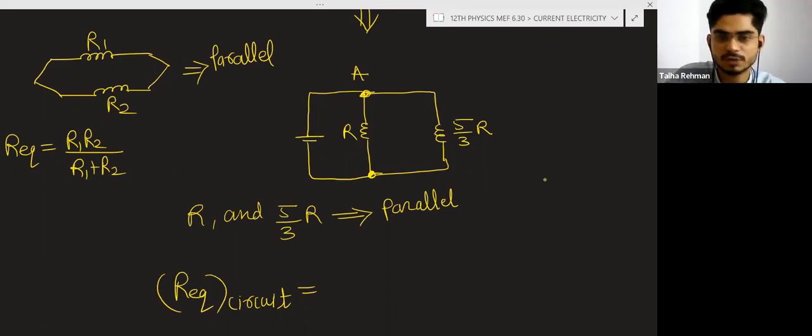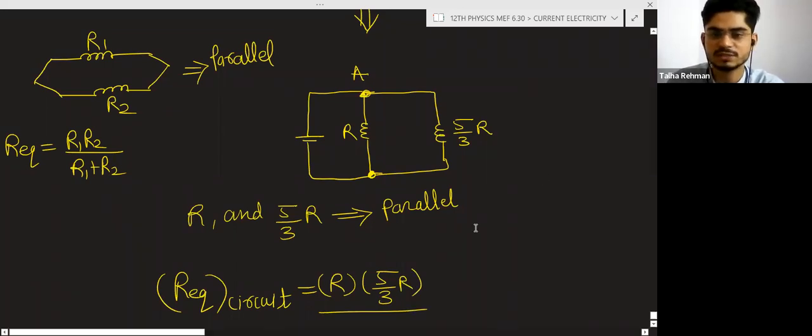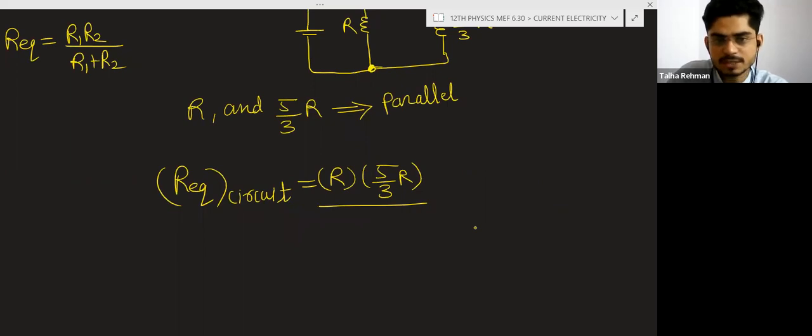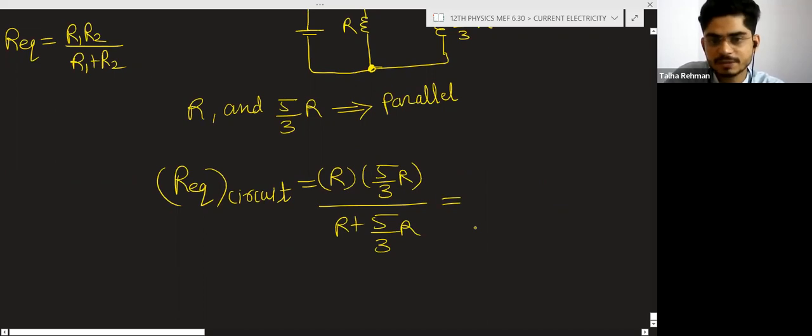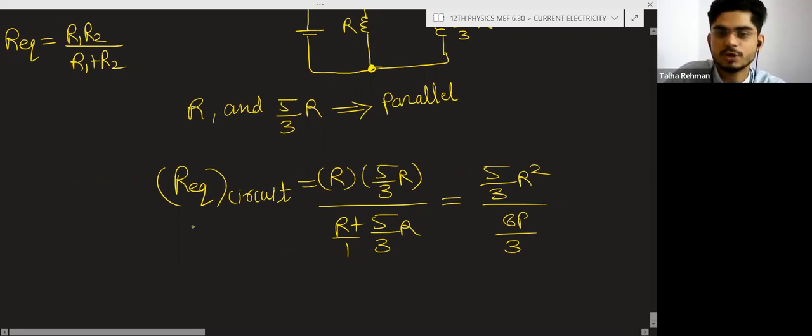So I am just using this formula. I am supposing this as R1, so I am writing R times 5 by 3R, the product of both the resistances, divided by the addition of the two resistances, R plus 5 by 3R. So this will become 5 by 3R squared. In the denominator, you can take the LCM, which will become 3, then you can write 3R plus 5R, which means 8R. Now you can solve this.